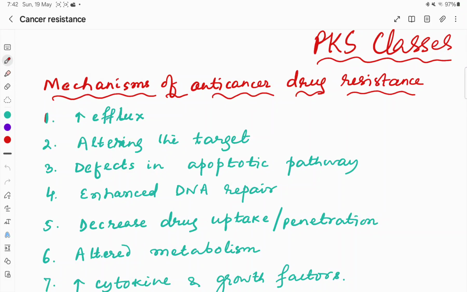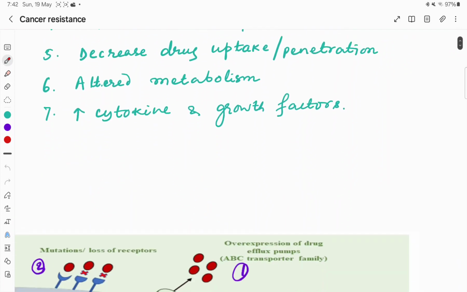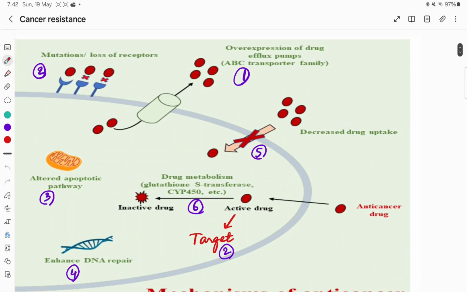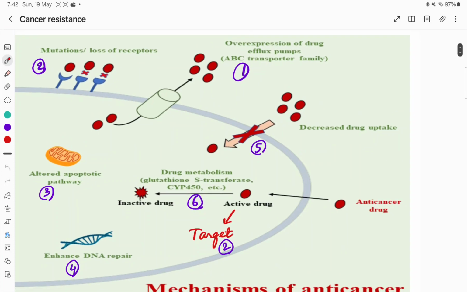Today we are going to discuss the mechanisms of anti-cancer drug resistance. There can be at least 7 mechanisms of anti-cancer drug resistance. There can be increased efflux. Let us see the diagram. There can be increased efflux due to overexpression of the drug efflux pumps.